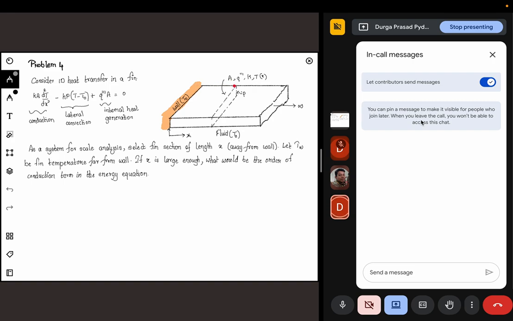A is the cross-section area; I consider a cross section like this dotted line. Q triple prime is the internal heat generation inside this entire quantity per unit volume. K is the thermal conductivity, and T of x is the temperature along the x direction. So I'm saying it is a one-dimensional problem. Temperature is only varying along the x direction, with no variation along the other directions. There is only one temperature variation.